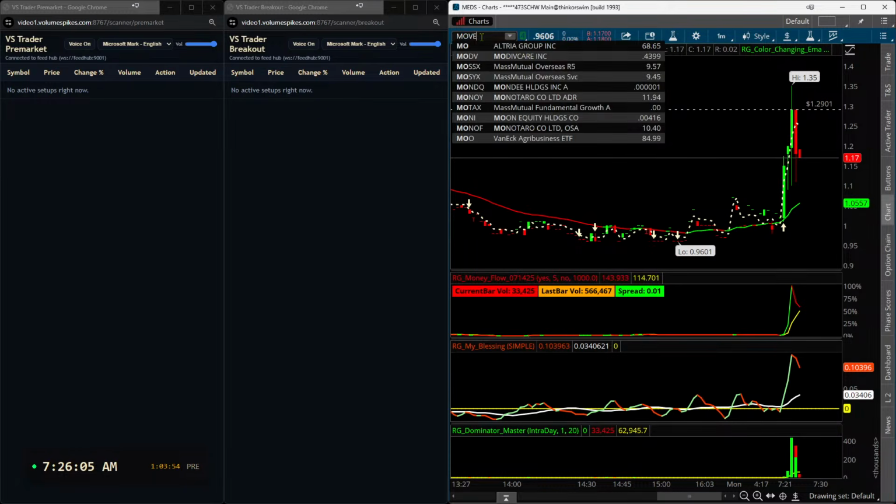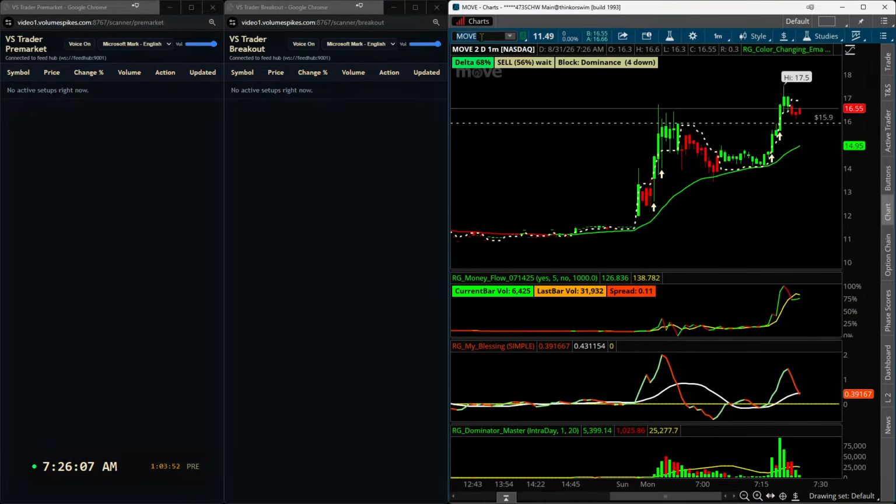Let's try MOVE again. Is it still holding? It is holding 16.60s. It's amazing this stock hasn't sold off. That means there might be more upside potential.